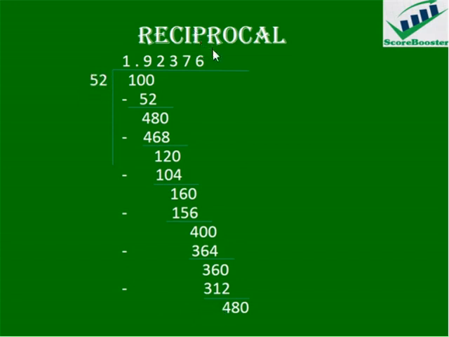That will be 9 again. 9 multiplied by 52, we have 468. We begin this process all over again, and these fractional parts will be repeating themselves. So we stop here. So we truncate the division here.